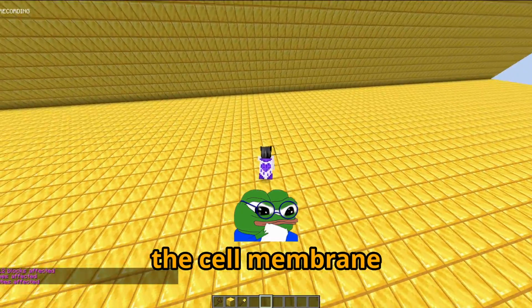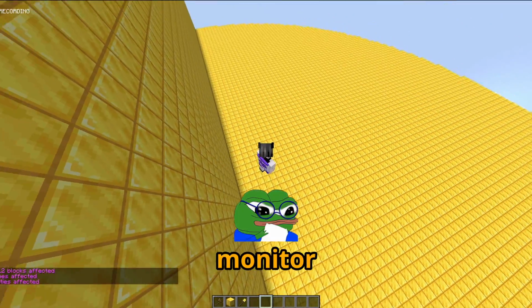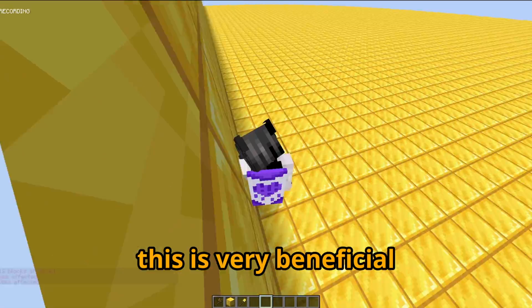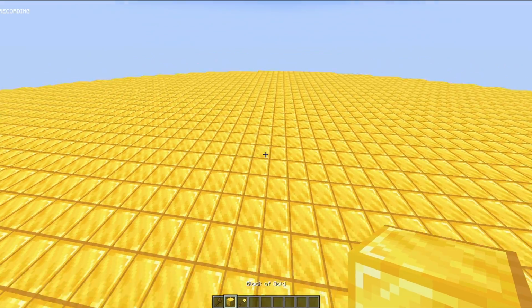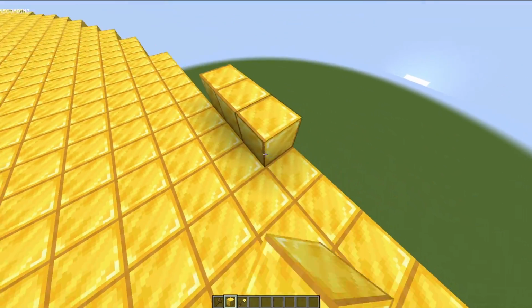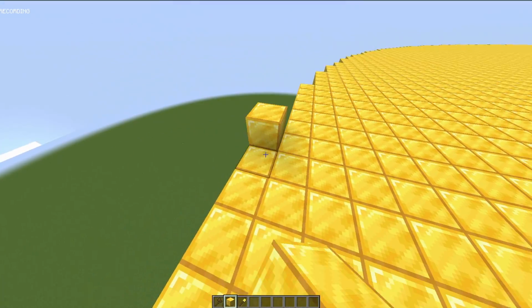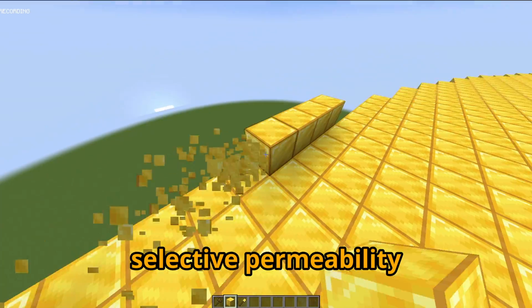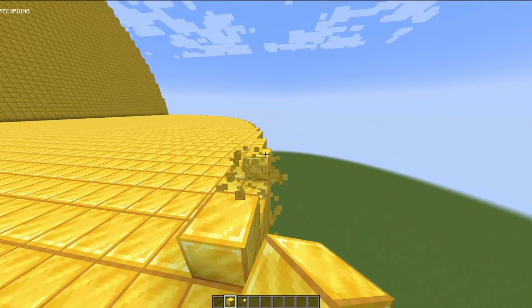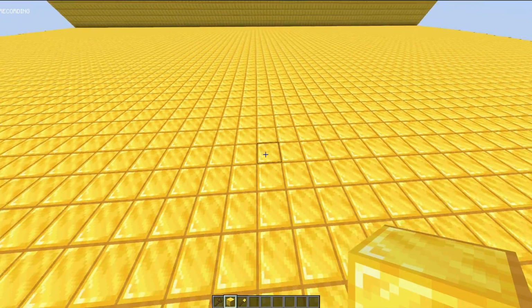The cell membrane works like the border police. It gets to monitor what comes in and out of the cell. This is very beneficial because it allows the cell to take out waste products and take in nutrients from the environment. The cell membrane has what we call selective permeability, which means it can choose what molecules come in or out of the cell.